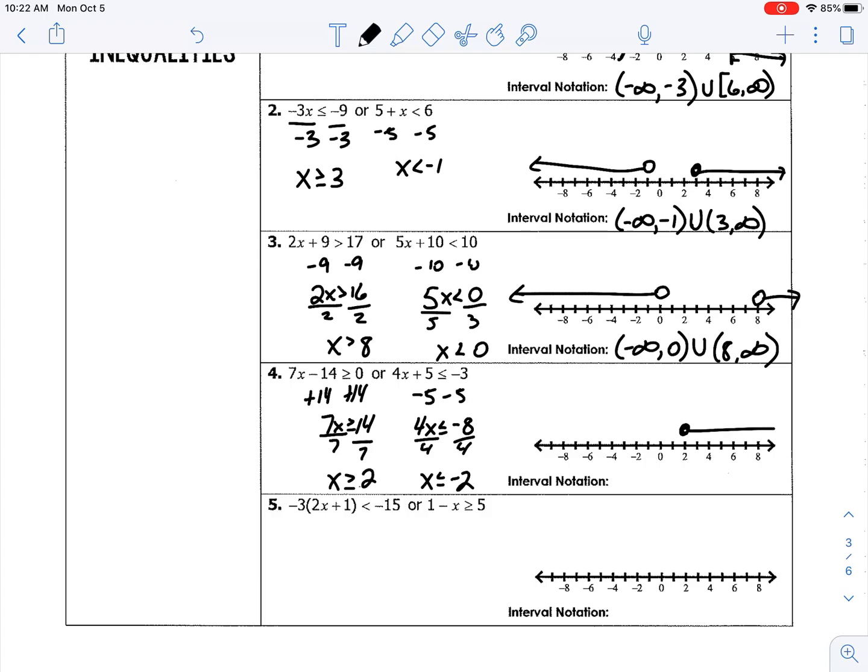Fill that in at 2 and we went greater than. Fill that in at negative 2 and we went less than. So my two intervals go from negative infinity to negative 2. We're going to union that with another interval that went from 2 to infinity.